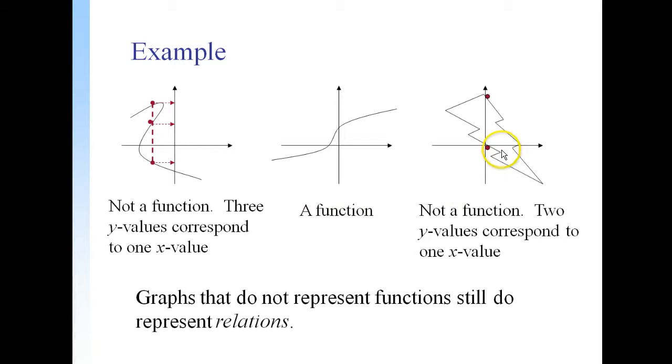And how about this funny shaped lightning bolt here? It intersects there and intersects there and there and there, there and there. So this does not pass the vertical line test. But all of these indicate relations. The x and y values are related to each other.